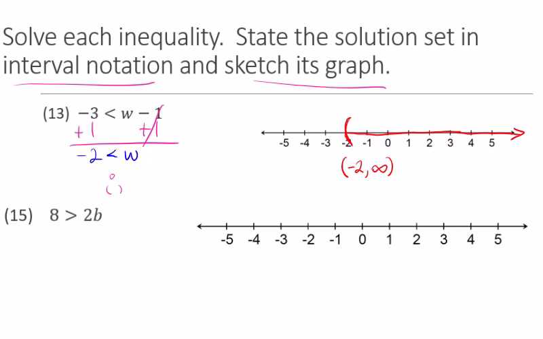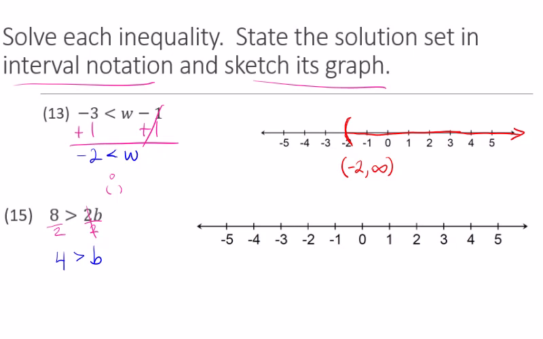All right, for number 15, if I want to get b by itself, I divide by 2. So divide both sides by 2. I get b greater than symbol. 8 divided by 2 is 4. So 4 is greater than b, or in other words, b is less than 4, right? So same thing as far as the parentheses go. Since it's a greater than without an equal to, we're going to have parentheses.